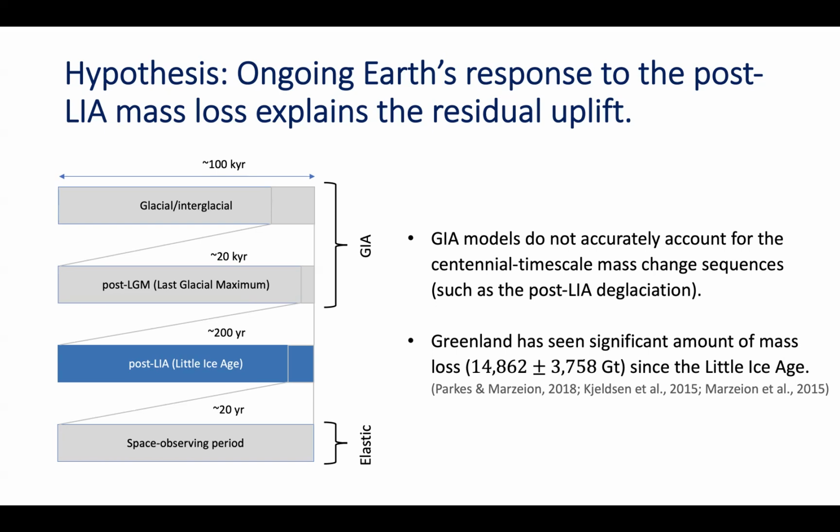And the second, and probably the most important thing to realize, is that Greenland has actually seen a significant amount of mass loss in the Little Ice Age. So it could be more than 15,000 gigatons of mass that has been transported from the ice sheet into the ocean over the past 150 years or so. This is not a negligible amount of mass change. It's hard not to believe that this significant amount of mass transport would have some contribution to the present-day GNSS data.